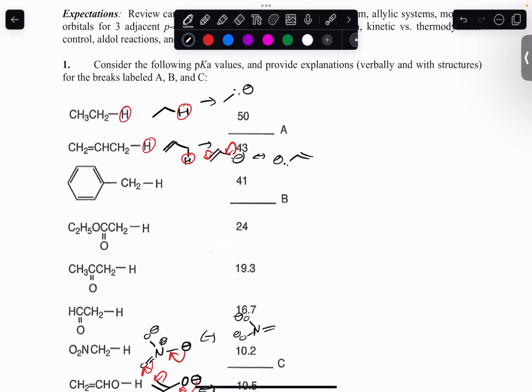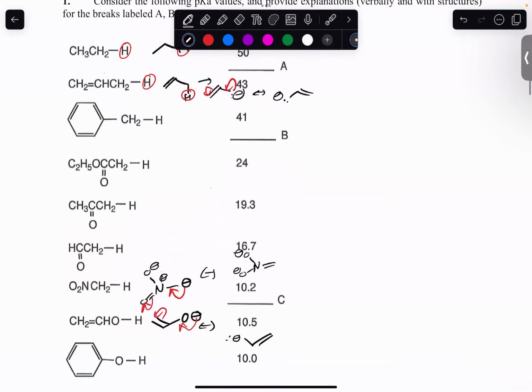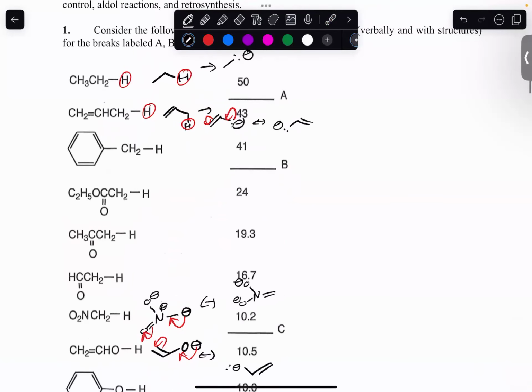That was an accident. Oh, I see, for B, it's because I was bringing it up, so I skipped over B. Oh, I see, B. It's because when you remove that hydrogen, it's an alpha hydrogen, which is CH2, slightly acidic. Oh, have we removed that hydrogen?